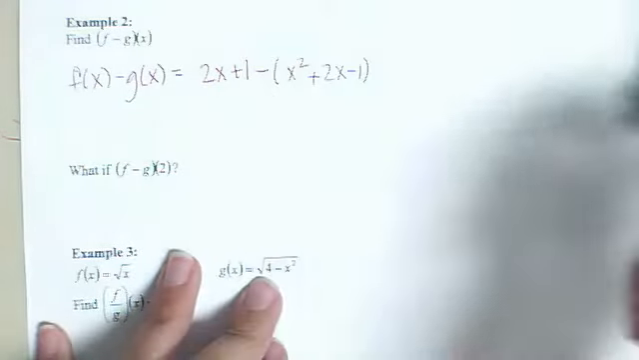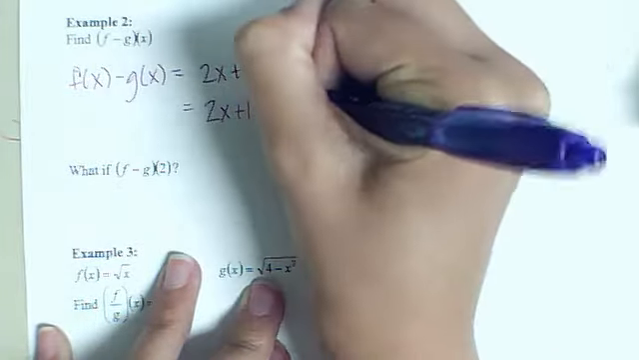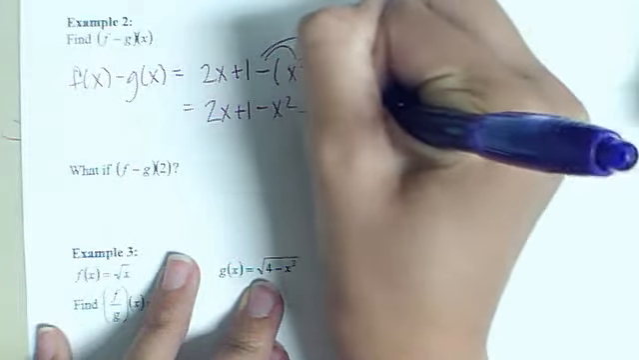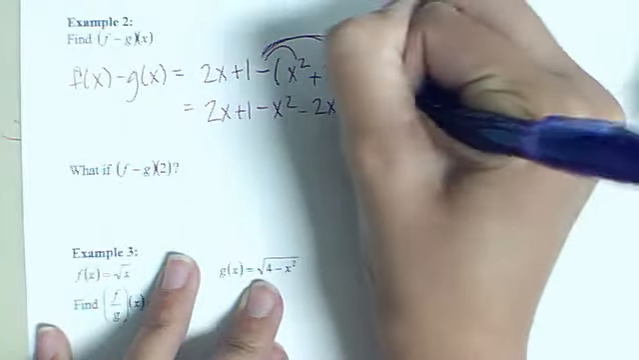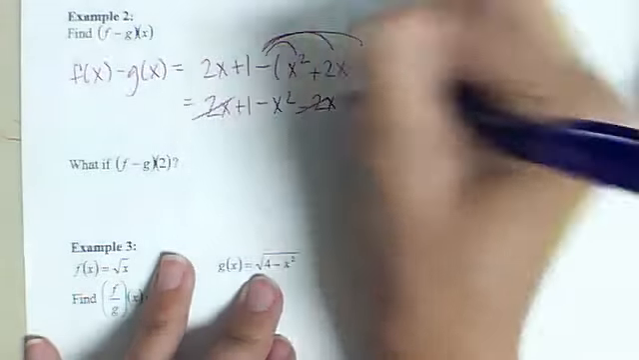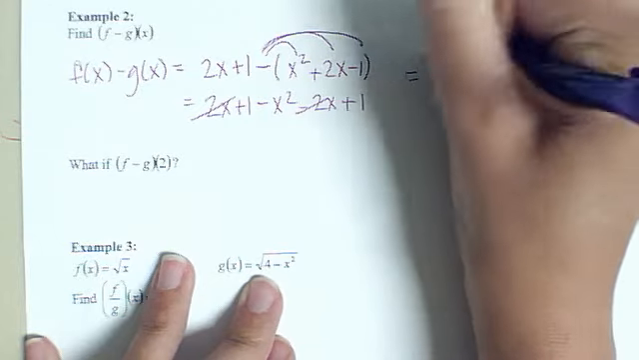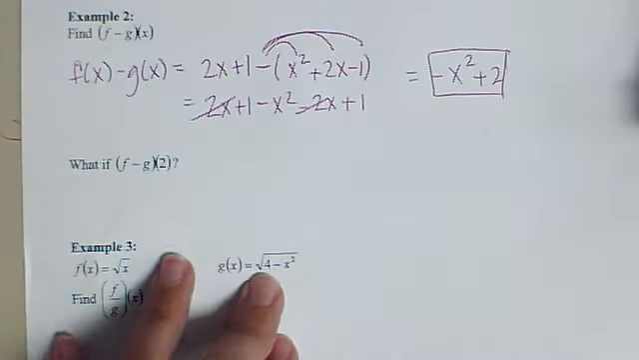And then I need to distribute my negative. So I'm going to copy my 2x plus 1, and then distribute negative x squared, negative 2x, and positive 1. When I do that, I've looked for anything that will cancel. 2x and negative 2x cancel. And I've got negative x squared plus 2. Again, just combining my like terms.